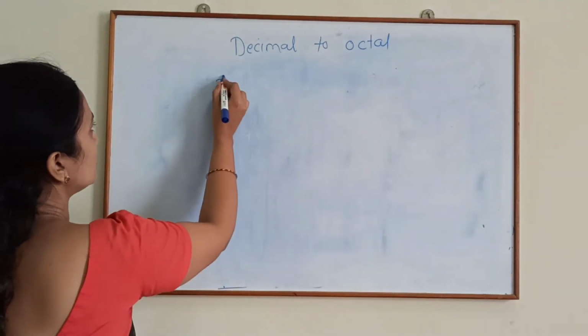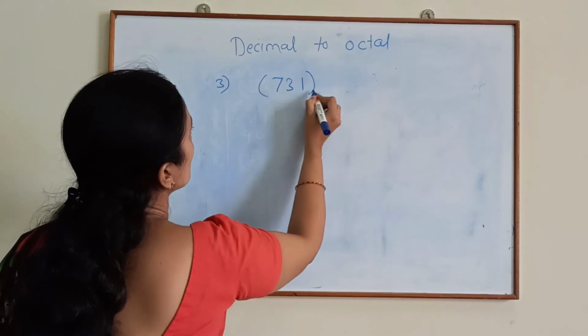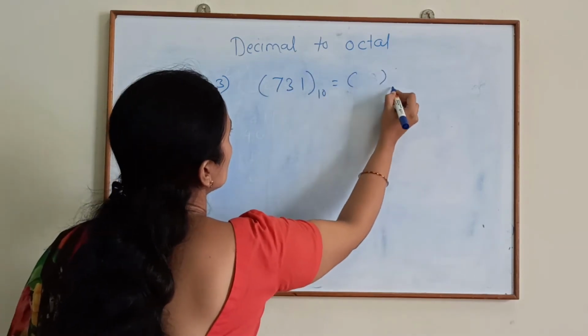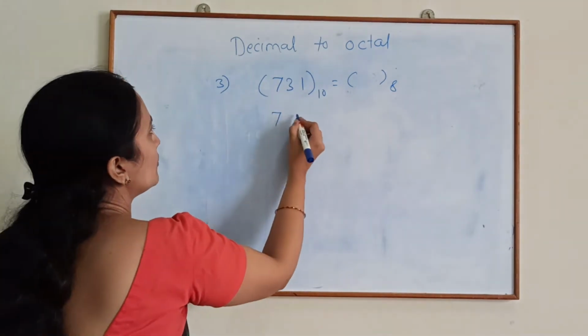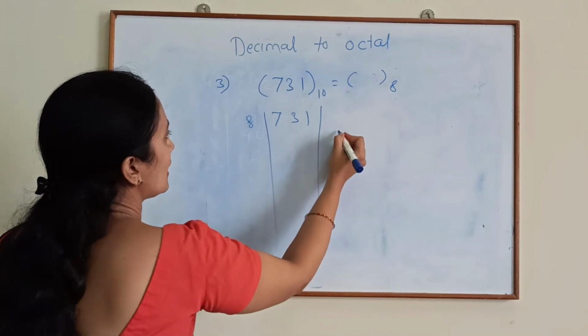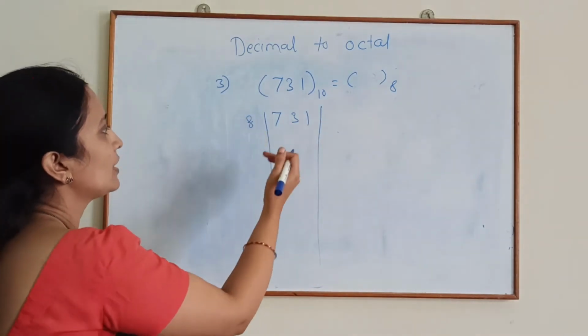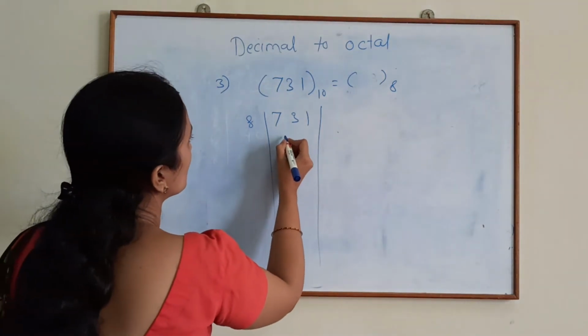Third example, 731. Decimal number, we have to convert it into octal. Take down that number, divide that number by 8 and write here remainder. We have to repeat the procedure until we get the answer 0.